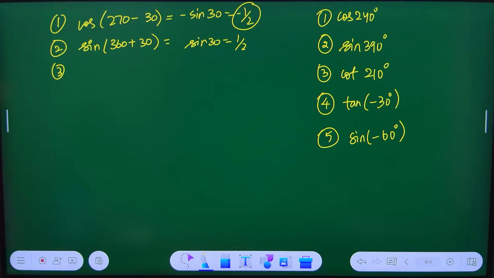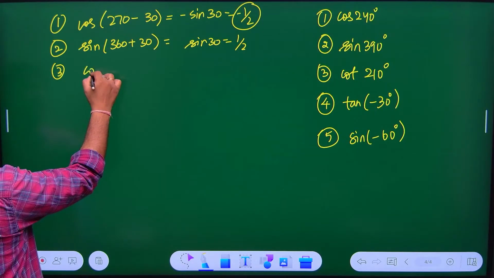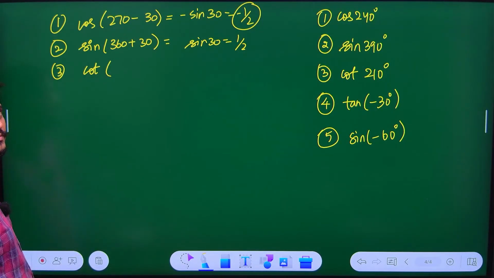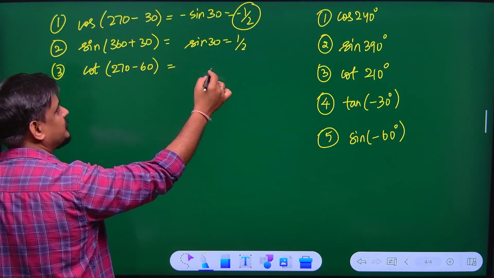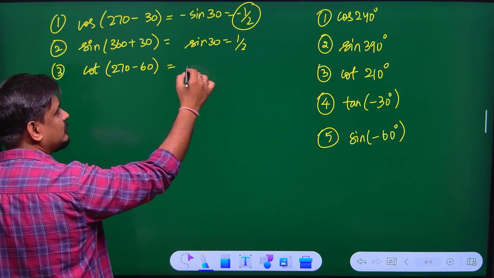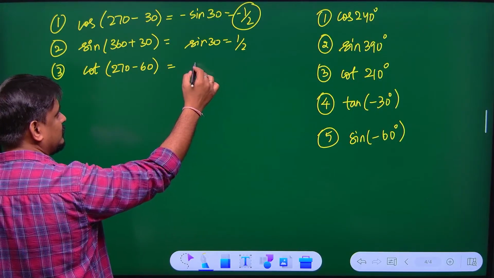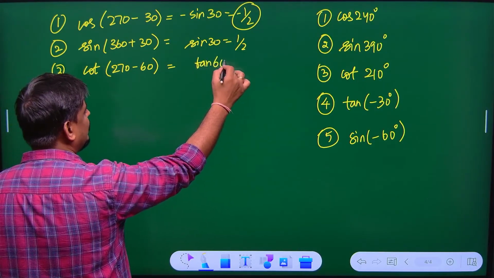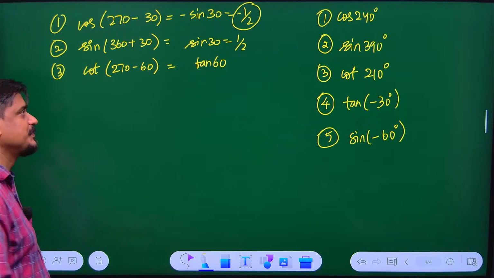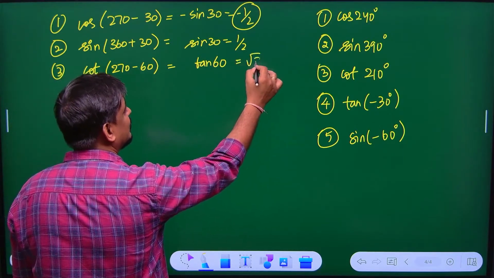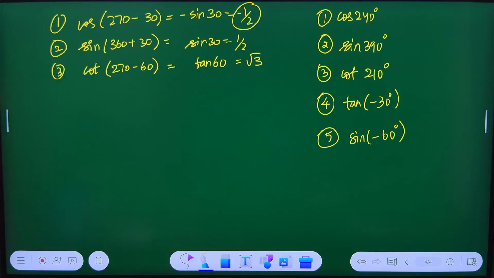Third question is to Aditya. Cot 210. Cot 270 minus 60. Okay. Then cot will become tan, so tan 60. Minus will not come? I'm just asking you, are tan or cot positive or negative? Tan and cot are positive in the third quadrant. Good. So the answer is root 3, right?